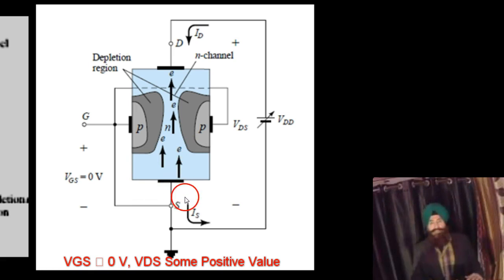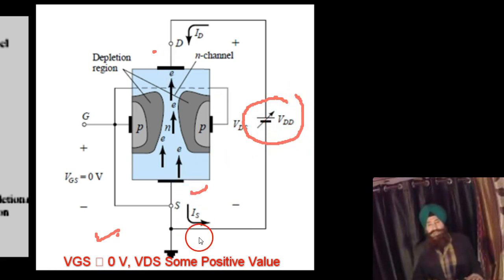Now here in this diagram, there is a source and a drain, and a potential difference V_DD is applied between source and drain. Source is actually at the earth potential. So if this is a 10 volt battery, 0 will be here and plus 10 will be here. So electron current will flow from source to drain.